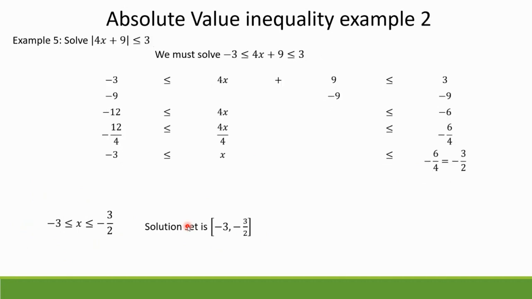So here's another one then. It's the same idea, right? We have something in absolute value less than or equal to 3. How do we solve this? Negative 3 less than or equal to that something less than or equal to 3. We get two inequalities, 2 for 1, so to say.